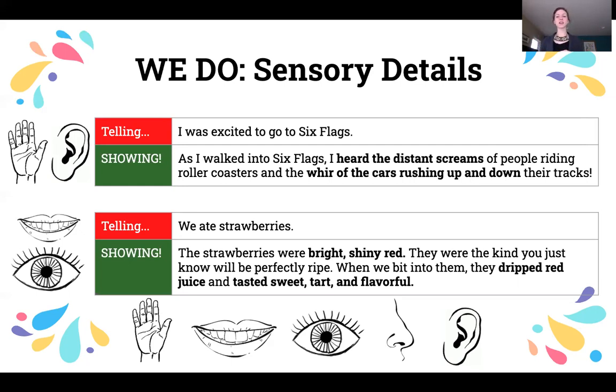All right, instead of saying, we ate strawberries, you might show that experience by saying, the strawberries were bright, shiny red. They were the kind you just know will be perfectly ripe. When we bit into them, they dripped red juice and tasted sweet, tart, and flavorful. Now I want strawberries. See, that's what showing does for your reader.